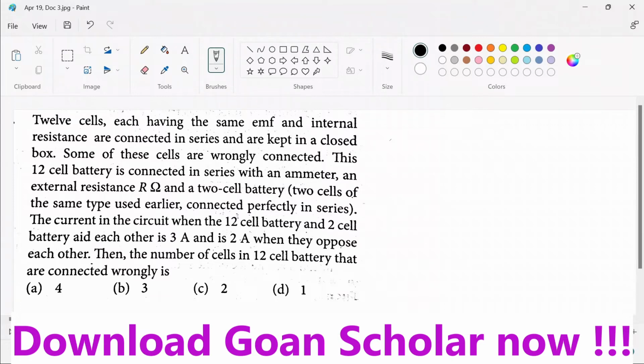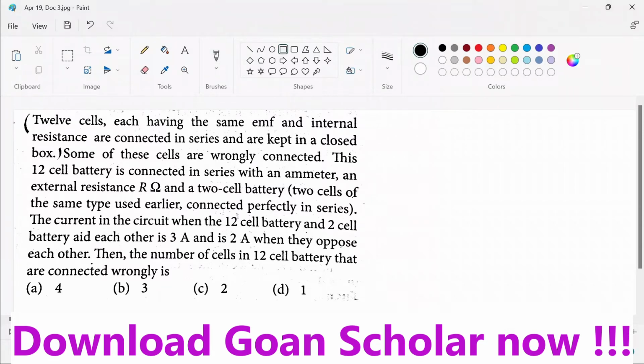Now some of you must have understood what the question is saying, and some of you are still struggling with what this huge paragraph is saying. So let's go step by step and understand the whole concept behind this problem. Very beautiful problem. First thing, it's saying there are 12 cells, so I will not draw all the 12 cells. Let's read the first line up till here. There are 12 cells each having the same EMF and internal resistance, connected in series and kept inside a closed box.